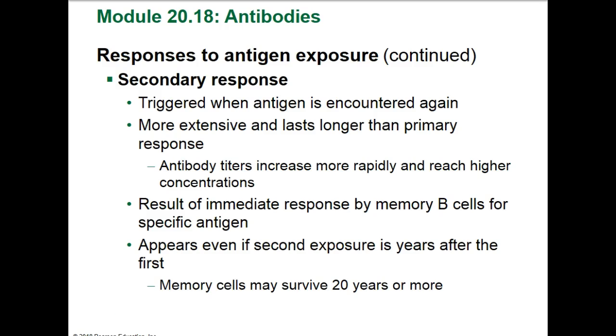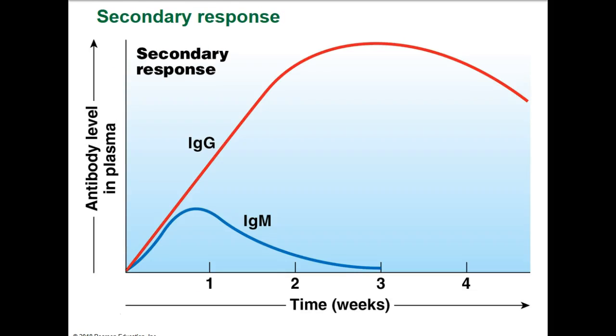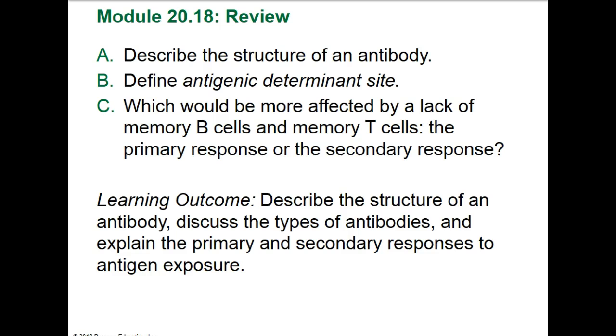And the reason why you have immediate response is because you have memory B cells already. And it appears even if the second exposure is years after the first, because memory cells can survive 20 years or more. Now, for some types of infections, memory cells don't last that long, and that's why you have to be given new vaccinations every so often, or boosters. Okay, this is secondary response. Big difference. Very quick. Notice, in days. That's why you don't even know you have the infection the second time, as long as it's the same antigens, the same organism, the same virus.